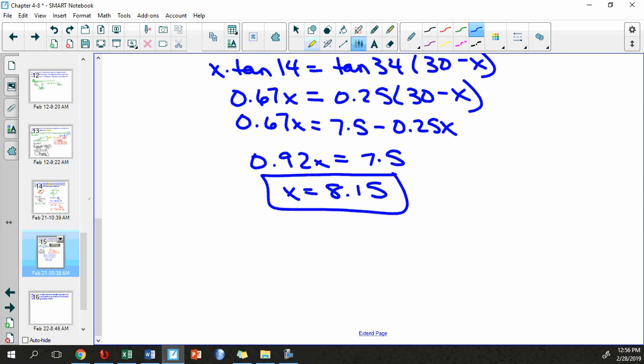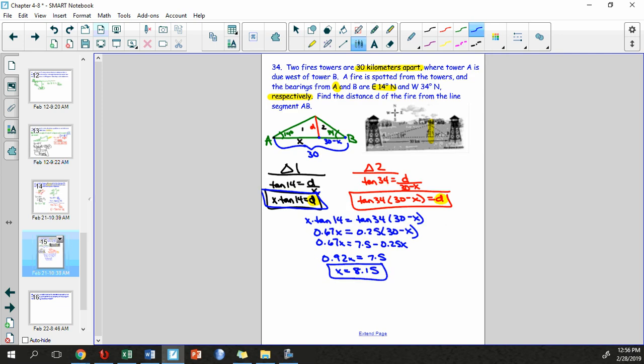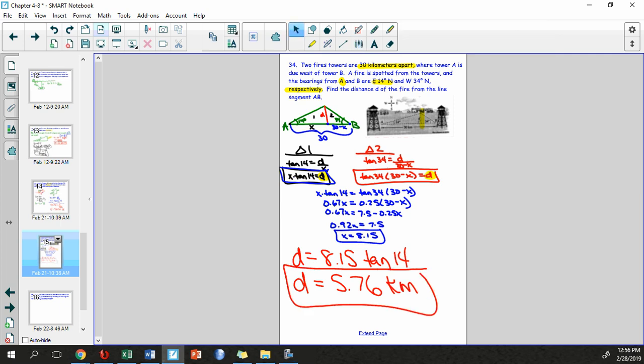That's what x is. But that's not what d is. What's d? Well, how do I find d? What's d defined to be? D is x times the tangent of 14. So if d is going to be x, which is 8.14, times the tangent of 14, I now can say that d is equal to 5.76 kilometers away. That is the distance.